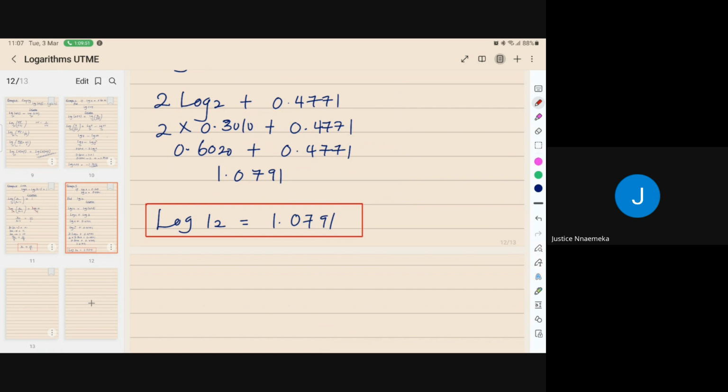I've solved 9 examples. Let's check more questions and see what we can do about that.